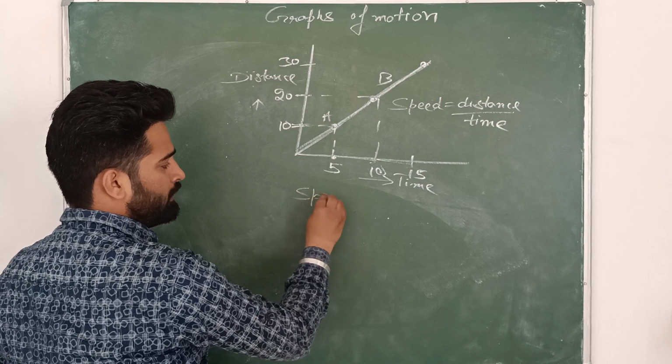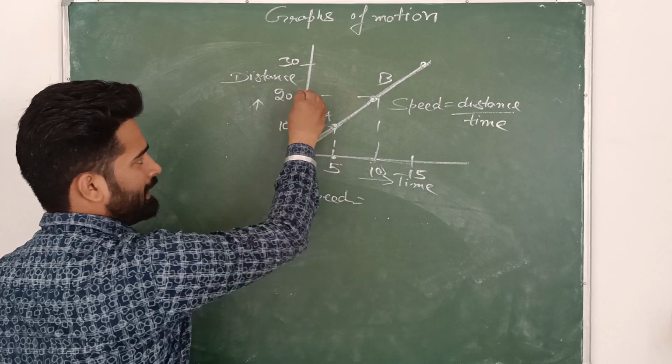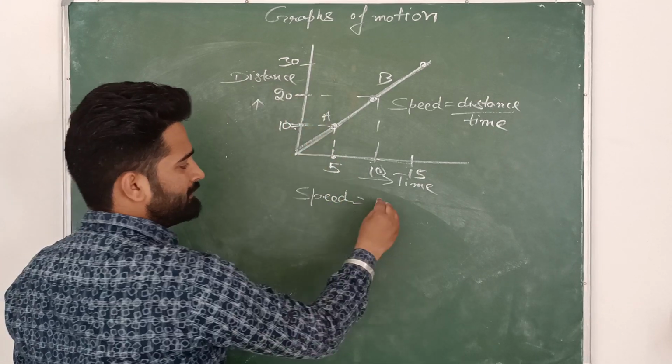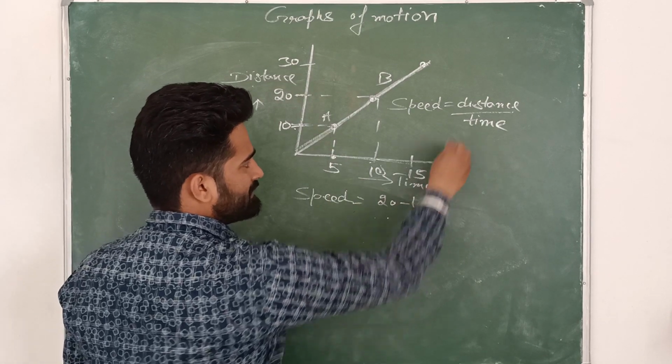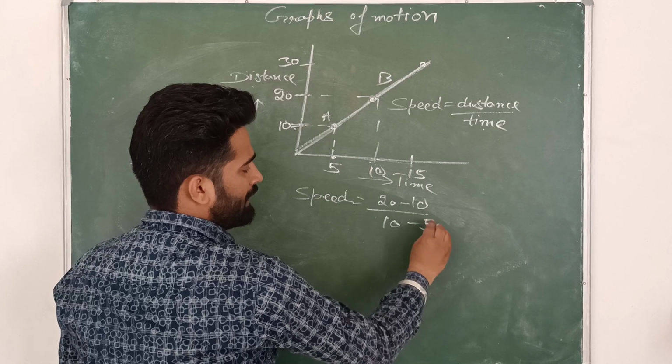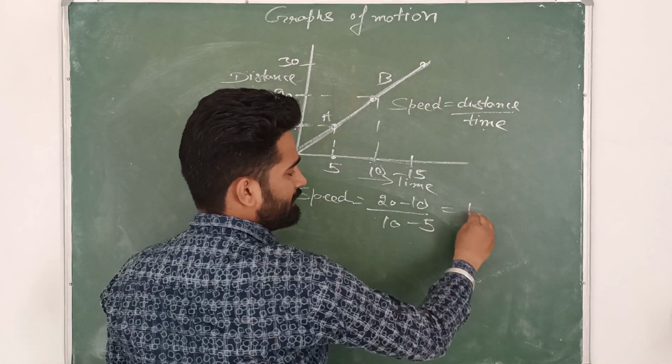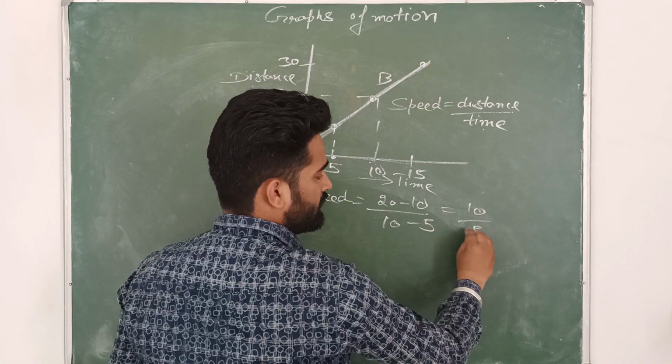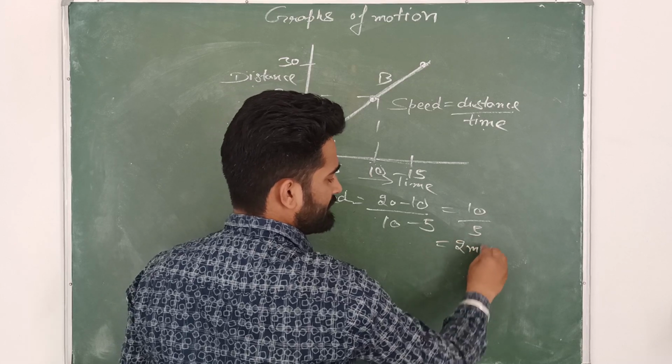So what is the formula to calculate the speed? You will do 20 minus 10. Distance is 20 minus 10 and time is 10 minus 5. So how will you calculate the speed here? 20 minus 10 is 10, 10 minus 5 is 5. So here the speed is 2 meter per second.